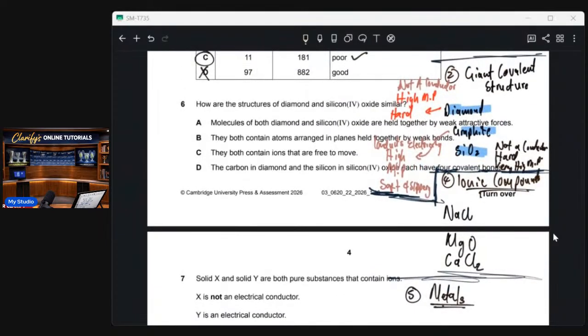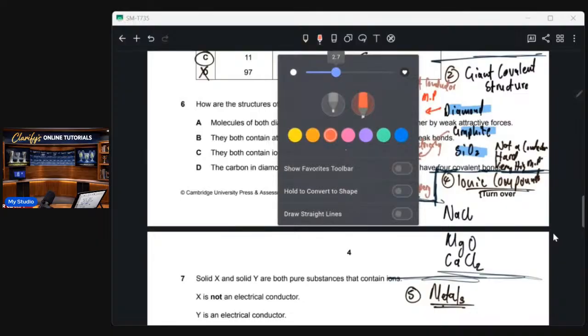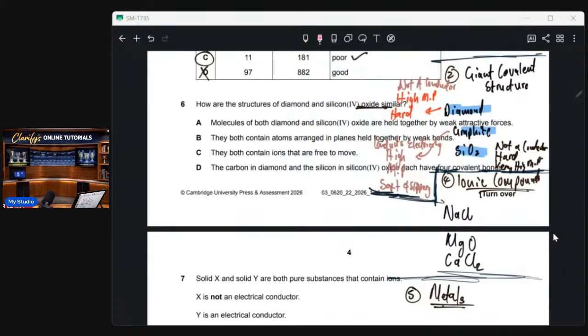Now, how are the structures of diamond and silicon dioxide similar? Well, this is the next question. We have already talked about their properties. Now we are seeing how the structures of diamond and silicon dioxide are similar. Here's how they're similar. What you must know is that they are giant covalent. So they have a covalent lattice.